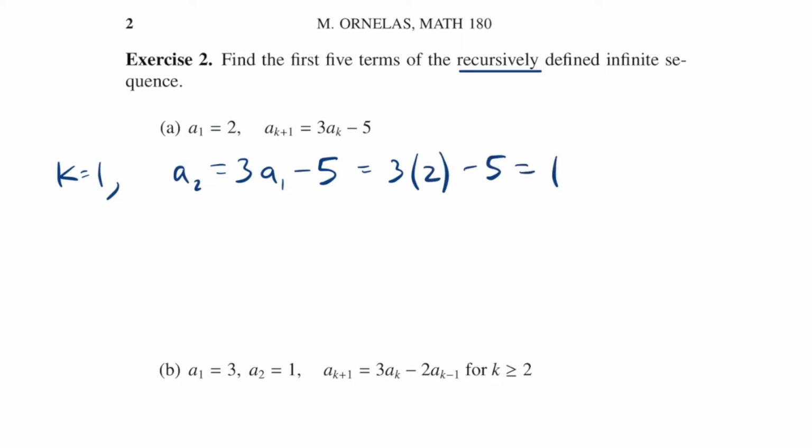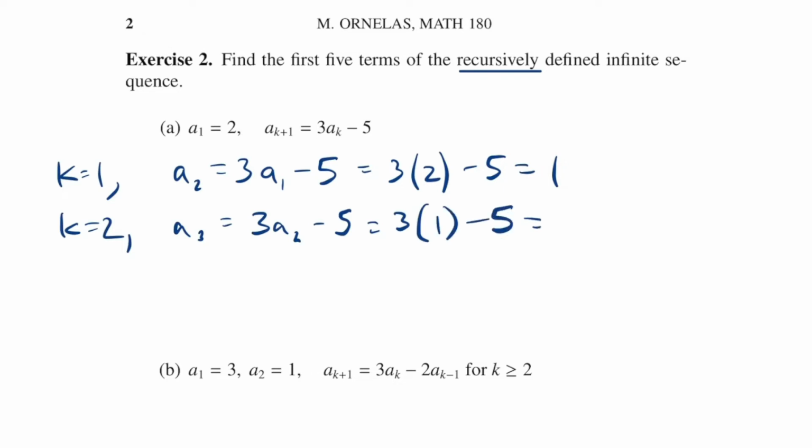All right, to find a sub 3, we're going to use the fact that k must be 2 now, because 2 plus 1 is 3. So k is 2. That means we're going to say a sub 3 is equal to 3 a sub 2 minus 5. And we know what a sub 2 is. We just found out in the previous step. So now we have negative 2.